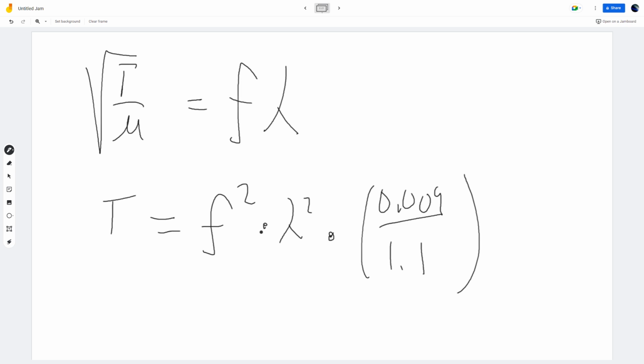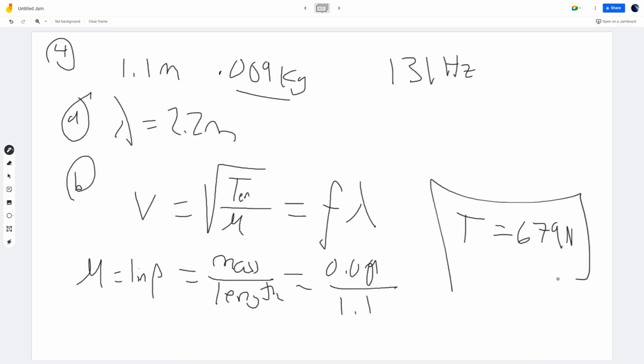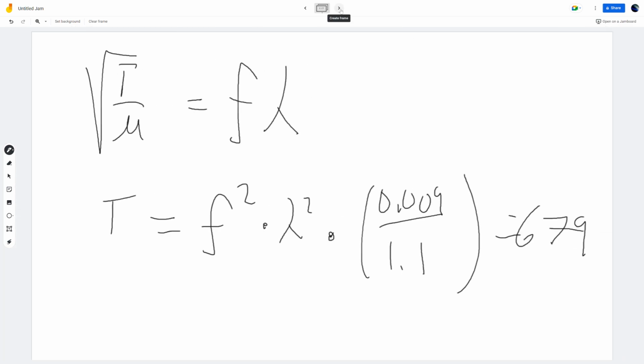Let me plug that in again. The frequency is 131 hertz times the wavelength, which is 2.2, times 0.009 over 1.1. Still get 679, so I'm going to just assume that's the answer. If you get something different, comment down below. Yeah, I think this is going to be our answer for that question. And then that is it for question 4.